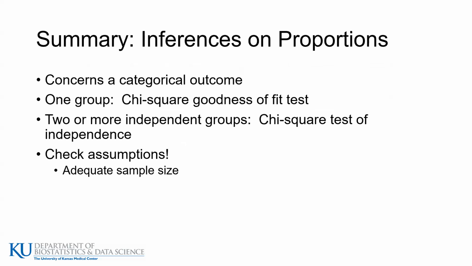In summary, inferences on proportions are often done using the chi-squared test, although this is based on the assumption that there's at least five counts within each cell. If we don't meet those assumptions, then we'll use what's called a Fisher's exact test. This test concerns some categorical outcome when there are two or more independent groups. And again, as always, you'll need to test the assumptions before conducting a chi-squared test.